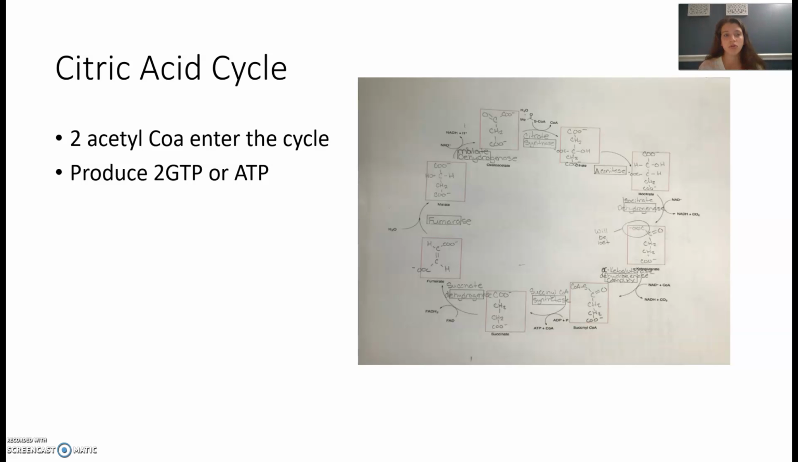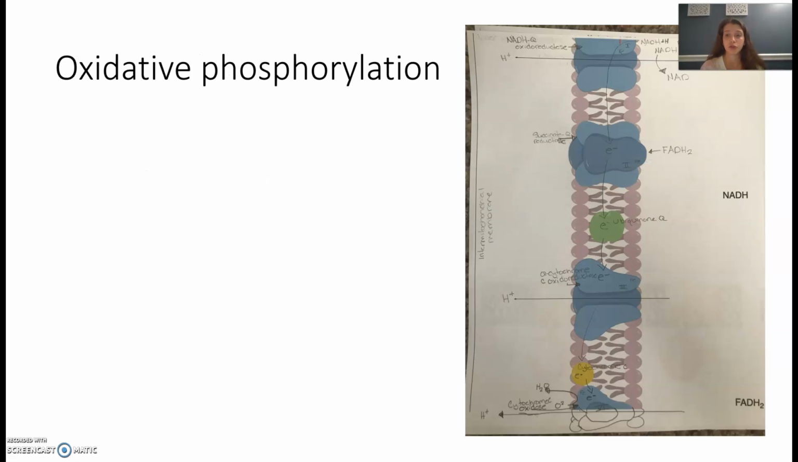And this will then produce 2 GTP, which is the same thing as ATP. This also produces 3 NADH, and this actually happens twice, hence the 2 acetyl-CoA, so it actually makes 6. And it also produces 2 FADH2s. So this is important because they're really important for transferring electrons. They're electron carriers, and you guessed it, it goes right into the electron transport chain or oxidative phosphorylation.